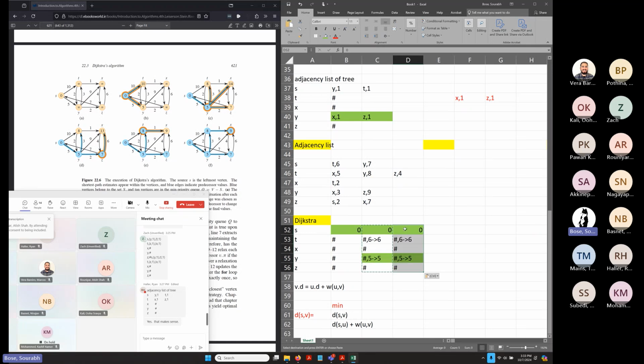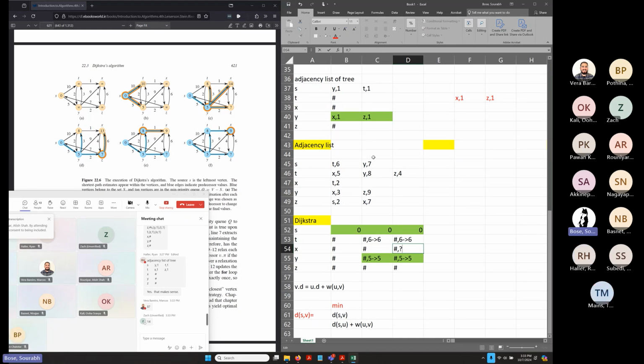And now we are going to extract from y. From y, we see there are two children, x and z. X currently is infinity. Guys, what are you offering to x? Currently S to x is infinity. You are offering S to y plus the y-x cost, 8.